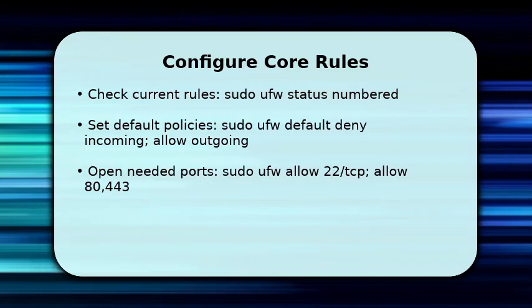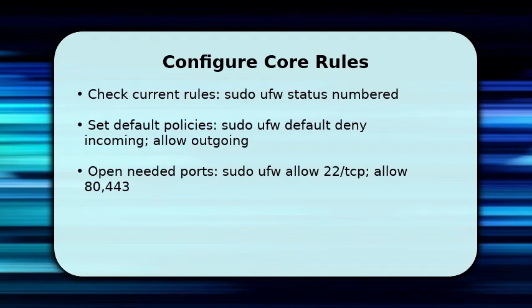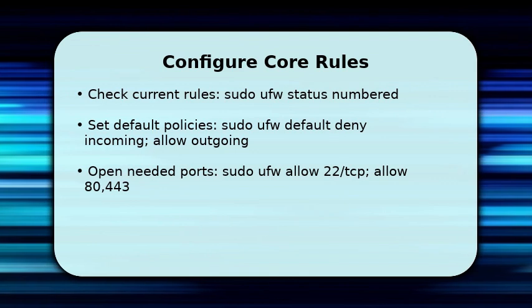After that, explicitly permit services you need. For example, sudo ufw allow 22/tcp for SSH and sudo ufw allow 80,443/tcp for web traffic. These steps give you a restrictive baseline and precise openings for required services.